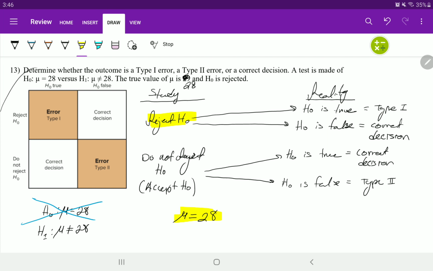All right guys, that's it to this video. I kind of want to show you the difference between type 1 and type 2 error. Hope that made sense. Hope you guys enjoyed it. Once again, the correct answer is going to be a correct decision, because you rejected the null like it says up here, and you rejected false information because the mean is actually 29 instead of stating that it's 28 in the null hypothesis.